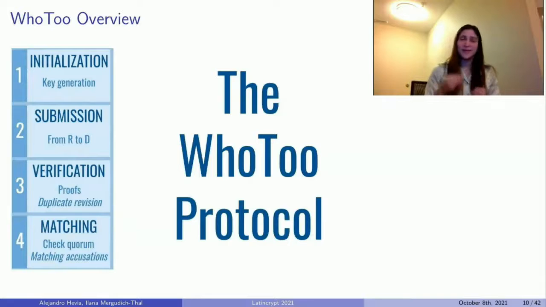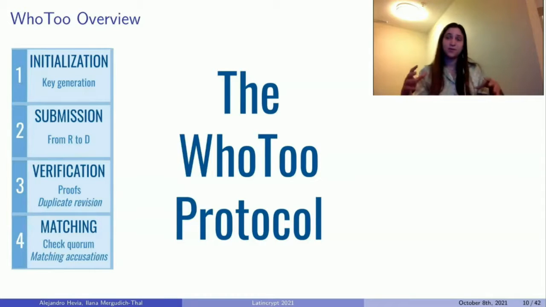So before explaining how we fix these gaps or what exactly we did to improve efficiency, I will explain how the original Who2 protocol works so that it will be clear what was our starting point and what it was that we built over that. We will separate this into 4 phases: initialization, submission, verification, and matching.